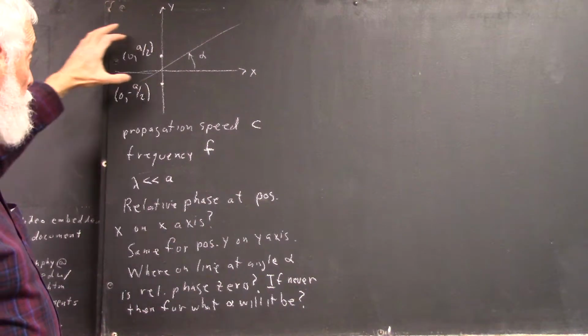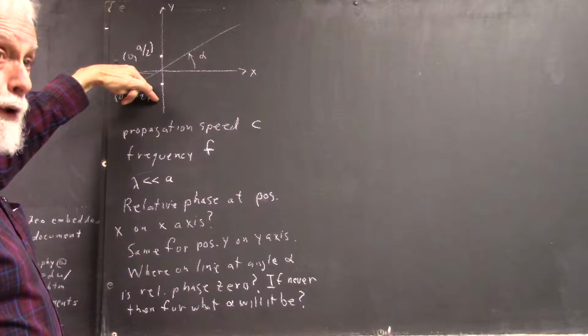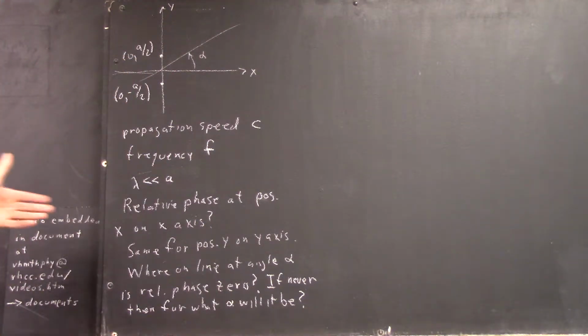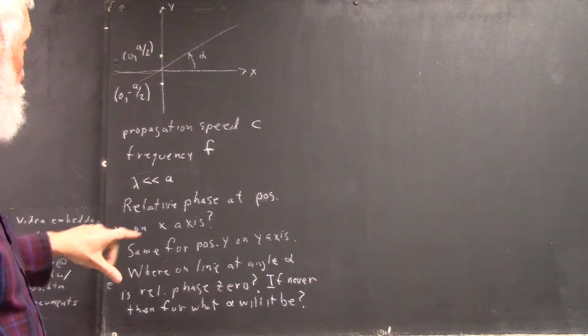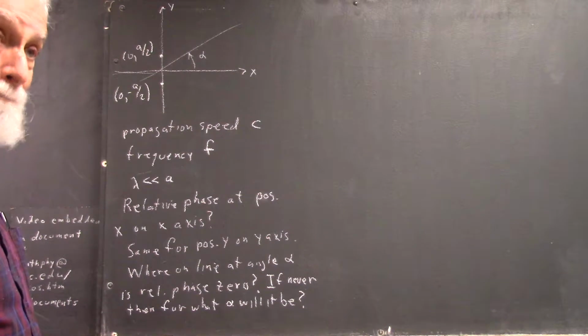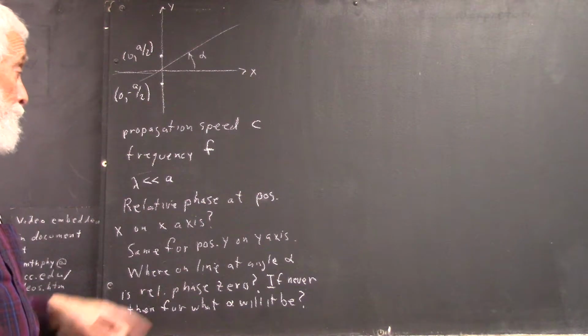These points are separated by distance a. This one half that distance above, this one half that distance below the x-axis on the y-axis. And then we ask the questions, what's the relative phase at position x on the x-axis? So just take some position x, okay? Figure out the relative phase.